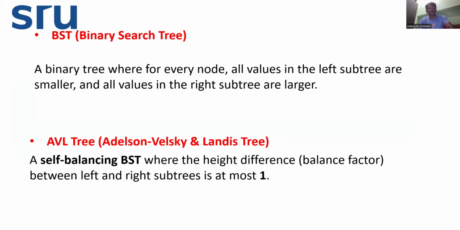In a binary search tree, for every node, all values in the left subtree are smaller and all values in the right subtree are larger. Sometimes we have a left skewed tree and a right skewed tree. In a left skewed tree, all elements are less than the root node, and in a right skewed tree, all elements are greater than the root node. So in this situation, if you want to traverse or search an element, we move only to the left side or only to the right side. That is the drawback in the binary search tree.